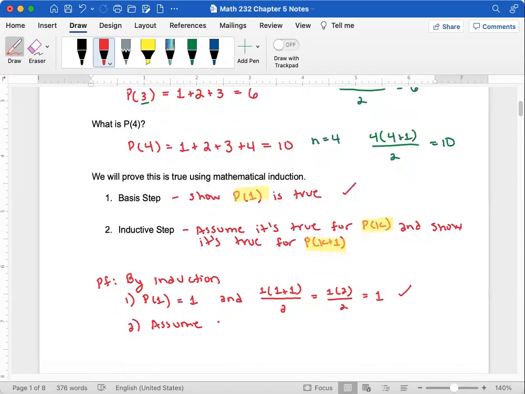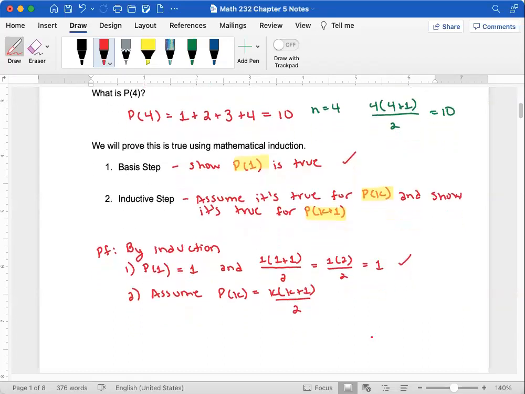So here, sorry, I'm going to give myself one more space. P of k equals k times k plus 1 over 2. I'm assuming this is true. All right. Now I'm going to show it works for P of k plus 1, the next term.